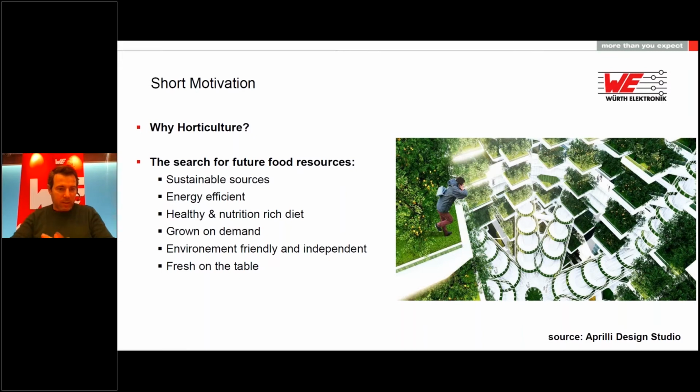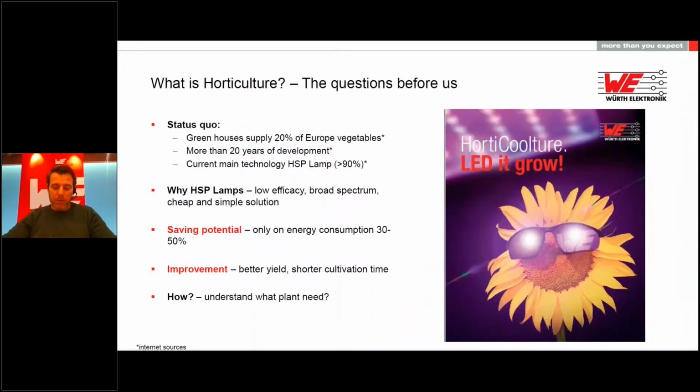And of course, environmentally friendly and independent sources that can provide food fresh on the table. And this is why horticulture is one of the main topics, or how we can produce this. And here are some points about it.